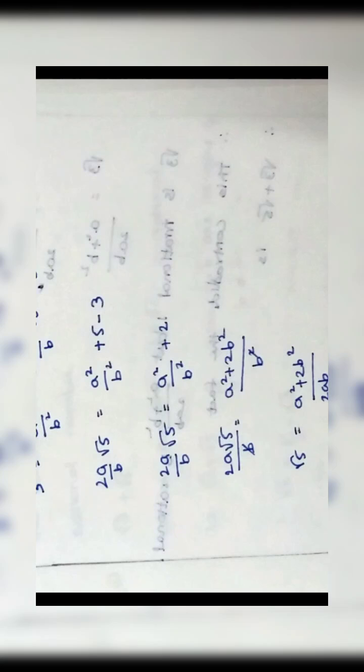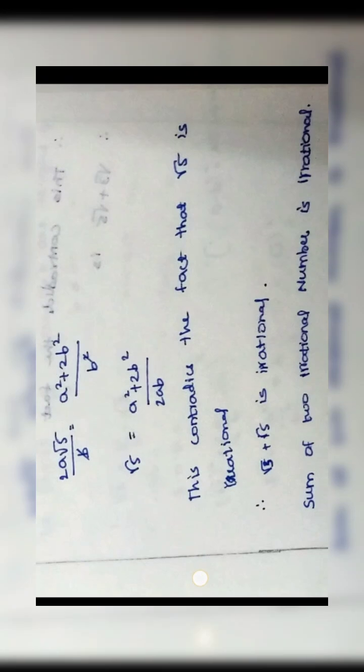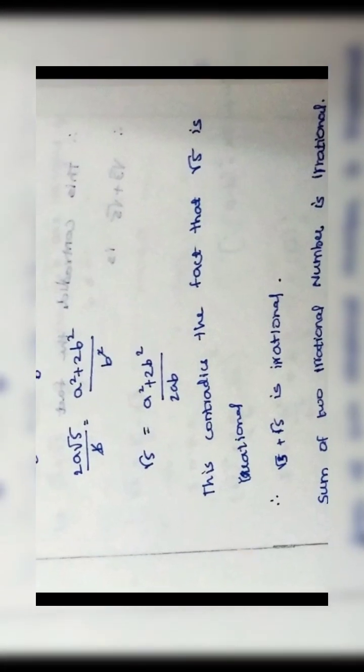On the left side, one b gets cancelled and on the right side, one b gets cancelled. What is left is root 5 is equal to a square plus 2b square by 2ab, as 2a comes down to the right hand side. This contradicts the fact that root 5 is irrational, because we already know that root 5 is an irrational number. But here we are equating it to a rational number. A square plus 2b square by 2ab is a rational number, but root 5 is an irrational number. This is contradicting our assumption.